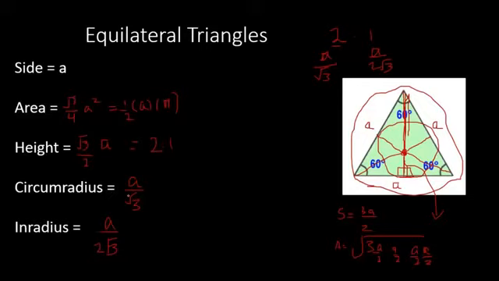So in case someone asks you the relationship between an equilateral triangle and a circle inside or outside, you can very well get the relationship. The inradius would be a by 2 root 3 and the circumradius would be a by root 3.